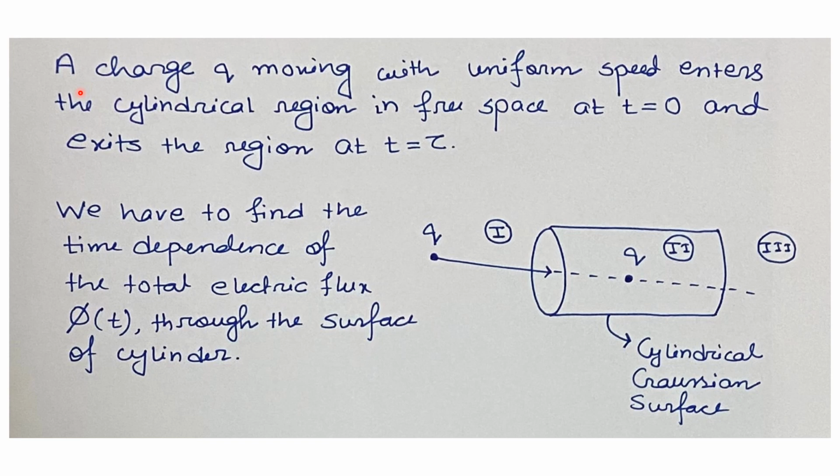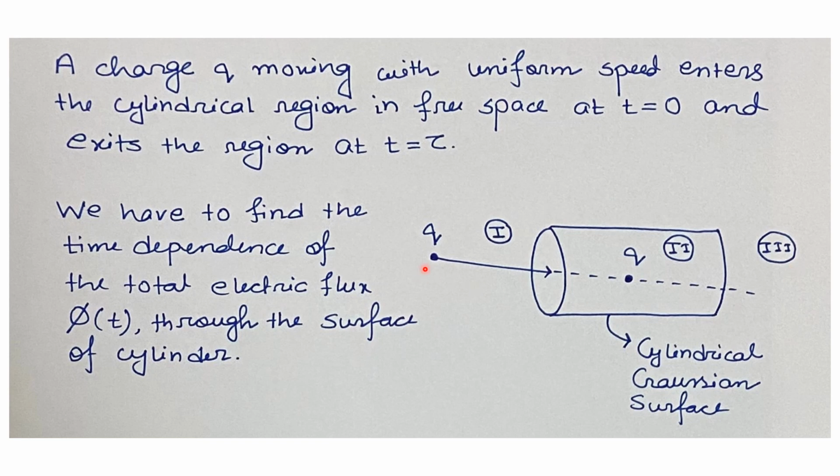So it is given that a charge q moving with uniform speed enters the cylindrical region in free space at t equals 0 and exits the region at t equals tau. So this is our cylinder. So we are dividing the region into 3 parts. So region 1, region 2 and region 3.